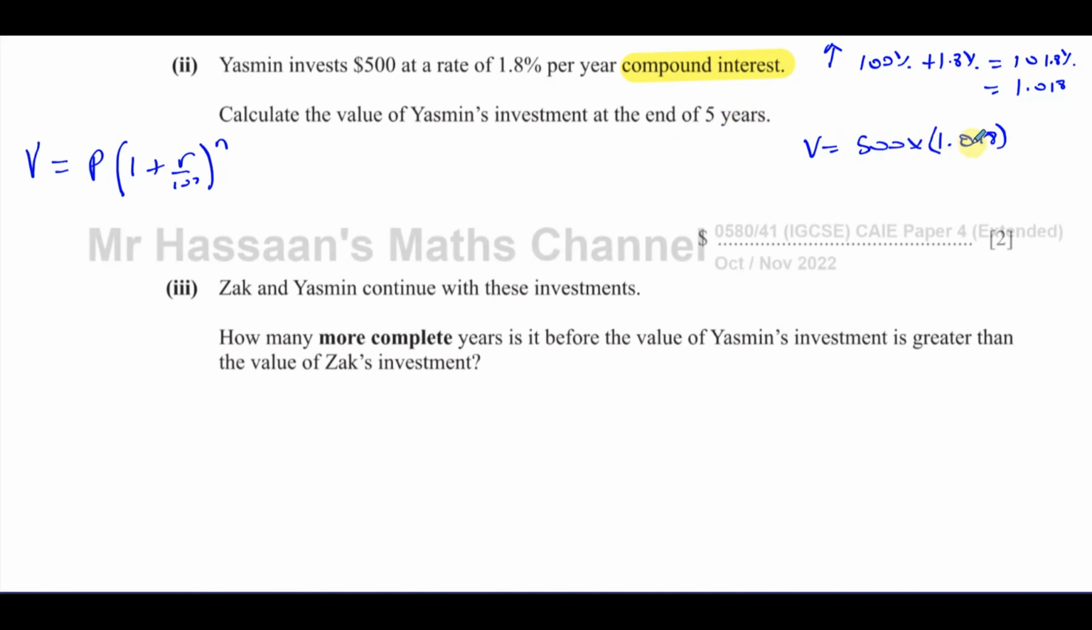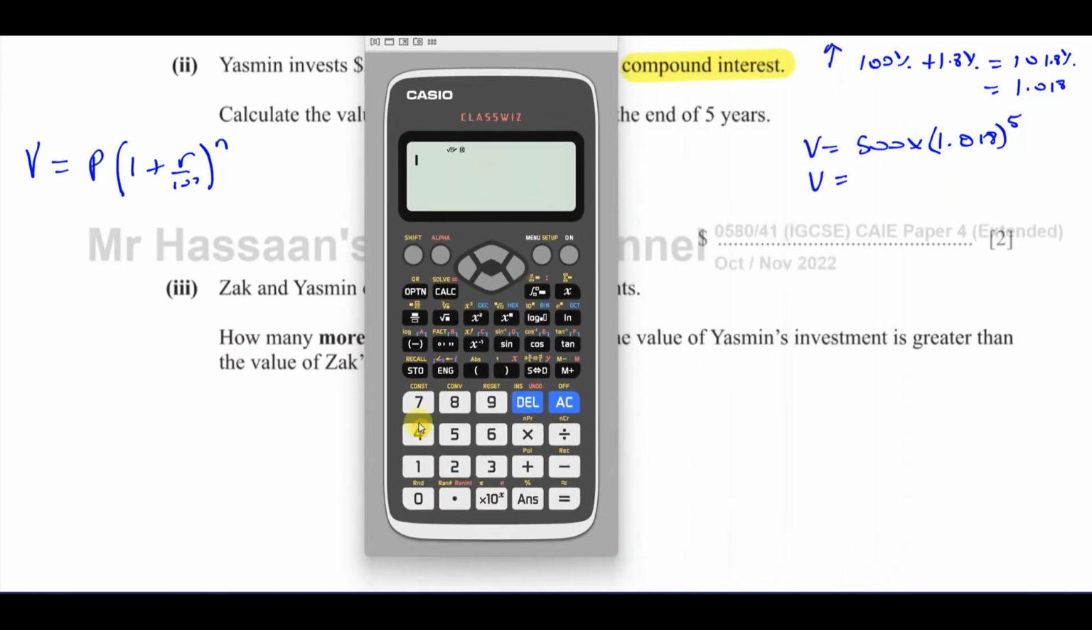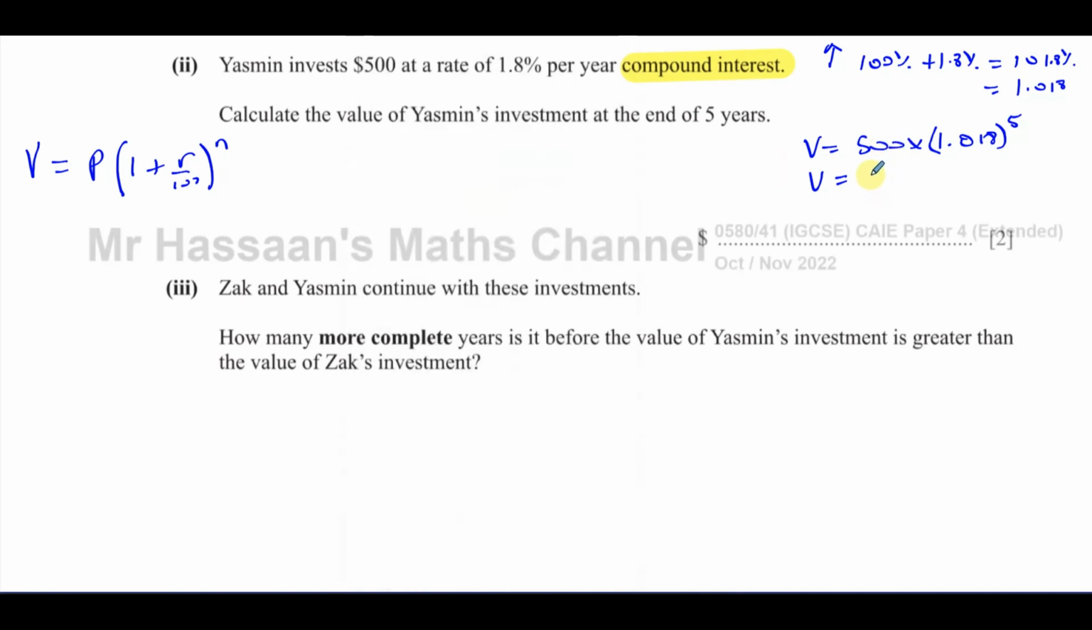So it's going to be this times that for the first year, and this answer times this again for the second year, and again altogether 5 times. So we're basically multiplying 500 by 1.018 to the power of 5, because you have to multiply by this 5 times altogether. And that will give you your answer. If you take your calculator and do 500 multiplied by 1.018 to the power of 5, that gives you 546.649.